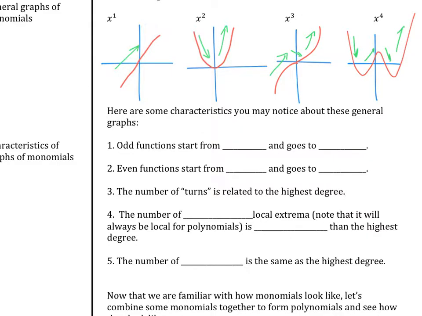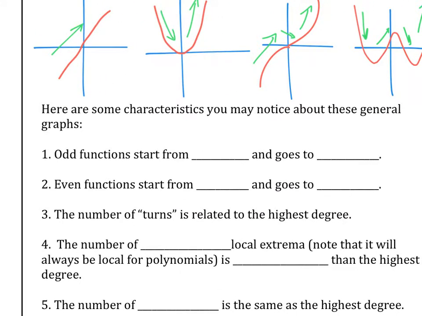All right, so kind of summarize all that. So here's some characteristics about these functions. Odd functions will start from the bottom, goes up. So we're going to say start from the negative infinity, goes to infinity. Even function will start on the top and end on the top. So they're going to start from infinity and goes to infinity. The maximum number of turns is related to the highest degree. So 4 degrees means 4 turns, and so on. The number of maximum local extrema.